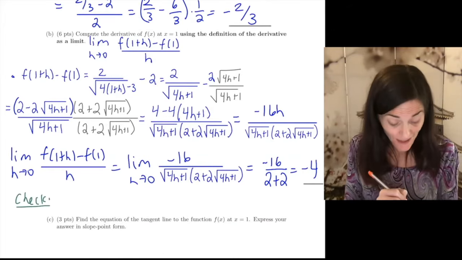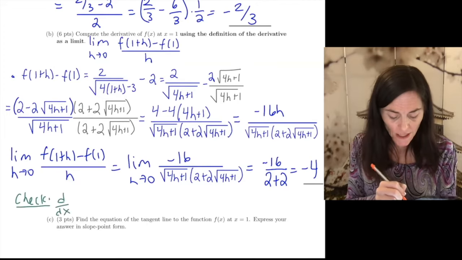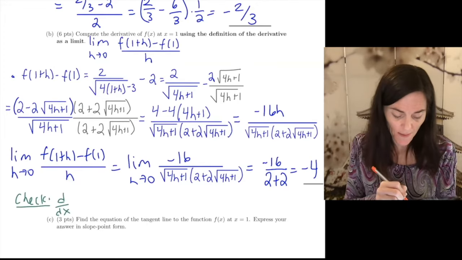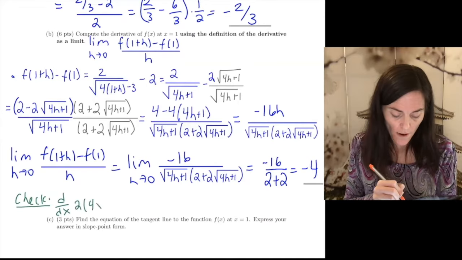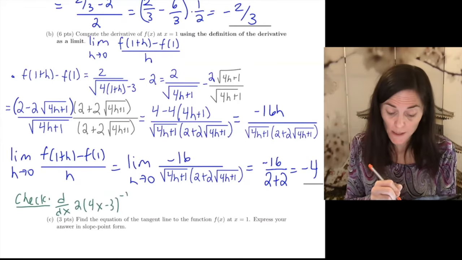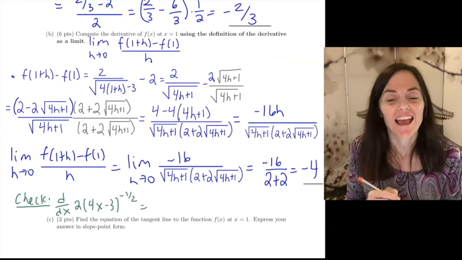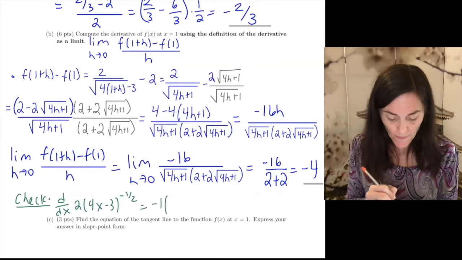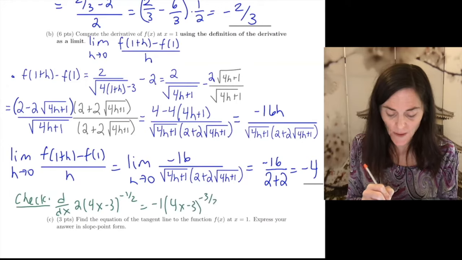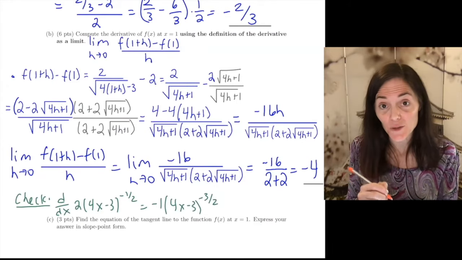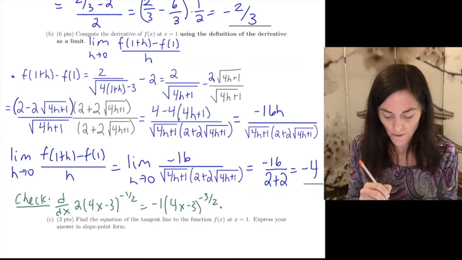When I check, well, the original function was 2 times (4x minus 3) to the minus 1/2 power. And this would be minus 1, (4x minus 3) to the minus 3/2 power, and then multiply by the derivative of the inside function here.